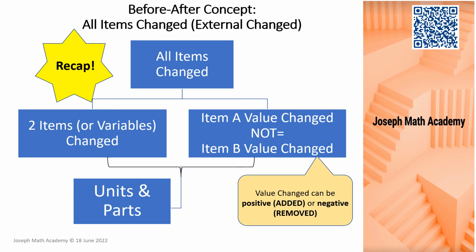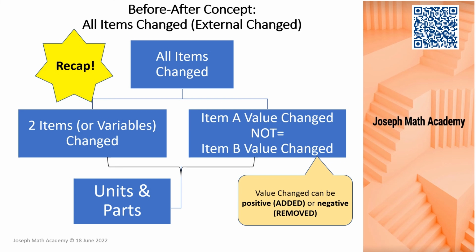Here's a quick recap. Before after concept all items changed, we need to have, there should be 2 variables usually, and the 2 variables are unknown, right? They are unknown variables, so usually we use units and parts to represent, but for me, I use units only because the whole question can be simplified to just using units alone. But don't worry, in my future videos, I will share a different all items change question, and then there will be units and parts in it.